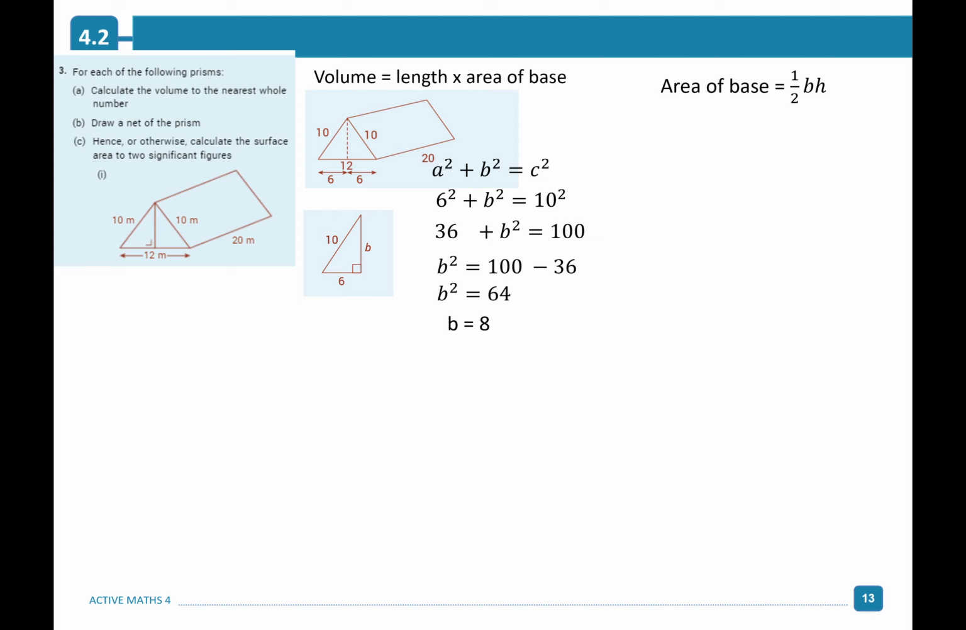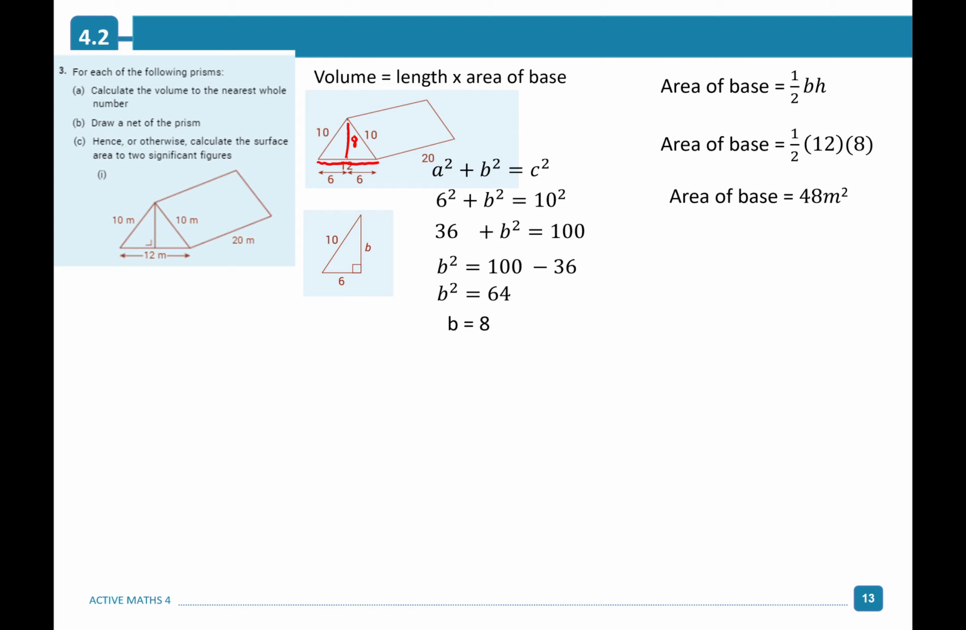So now I can find the area of my base using my formula for the area of a triangle. That's a half times base times height. So the area of my base is equal to a half times 12 times 8. The area of my base is equal to 48 meters squared. So you can see here my base is 12 times 8, my height, which I just found. That gives me 48 meters squared.